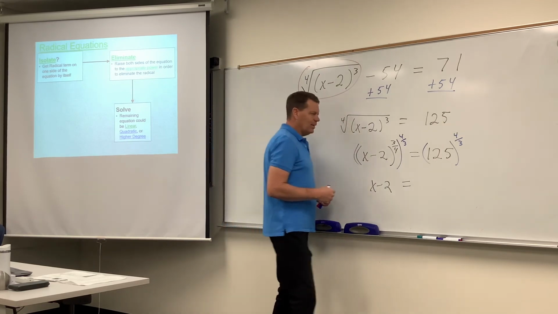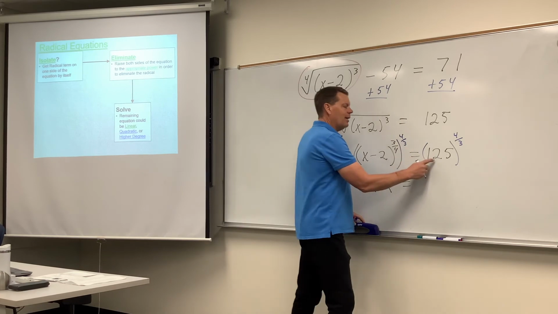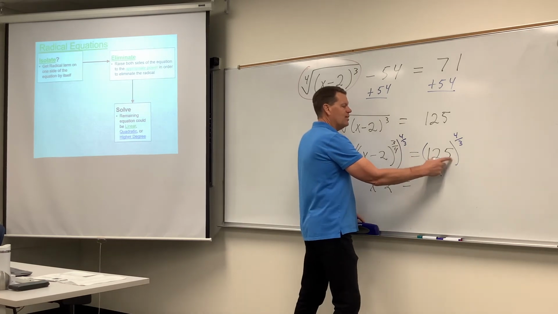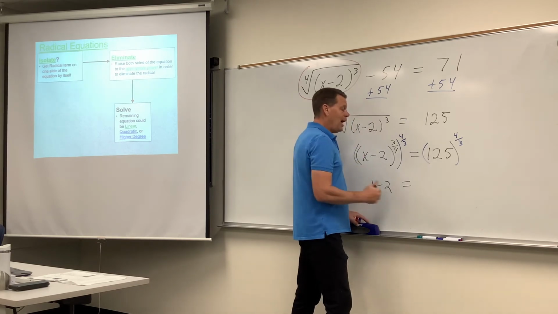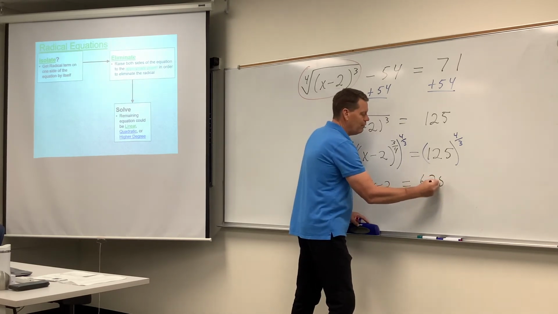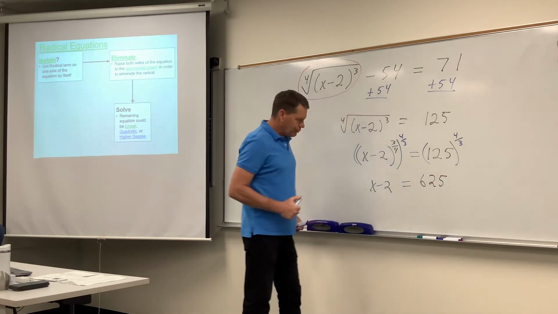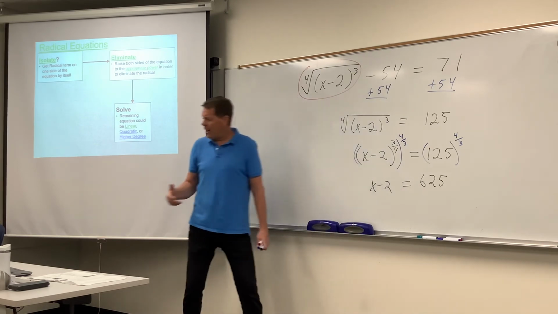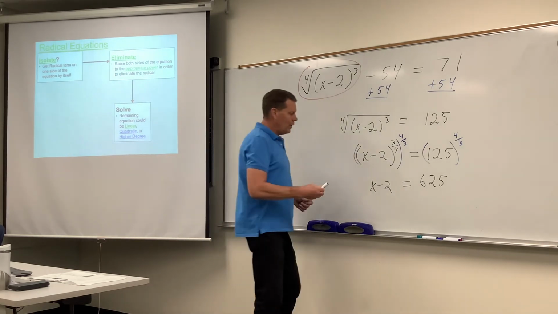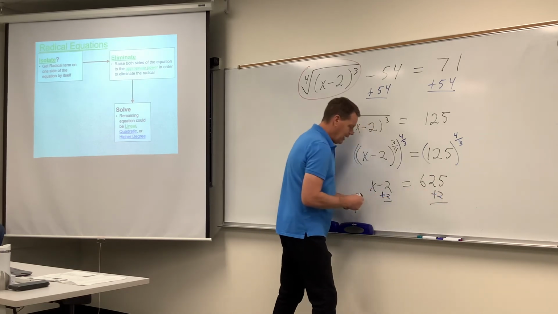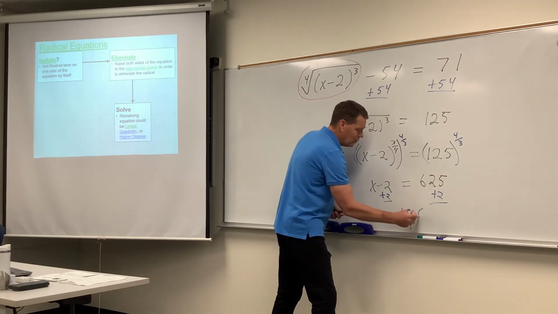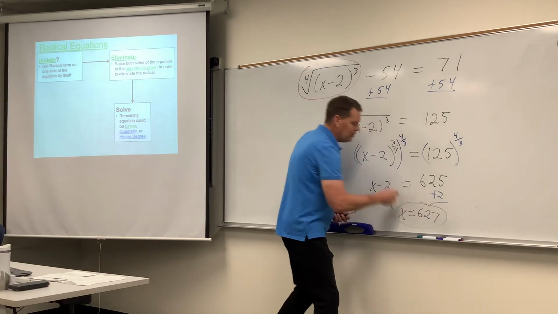It killed the radical essentially. If you grab a calculator and put 125 in parentheses and raise it to the 4/3 power, in parentheses mind you, I believe that gives us 625. All right? And then, of course, solving the remaining equation is simple here. All we have to do is add the 2 over, and we're done. All right? So that would leave us with x equals 627, and that would be the solution to that one.